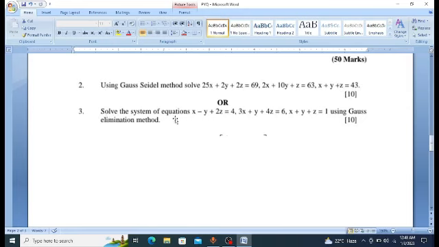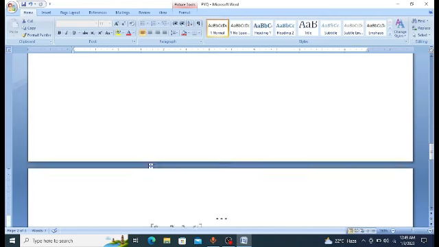Solve the system of equations using the Gauss elimination method. As I told you previously, reduce those equations into A and then A by B, solve them, and get the values of x, y and z.